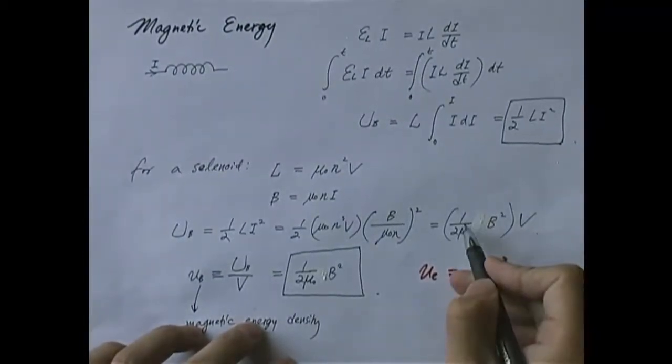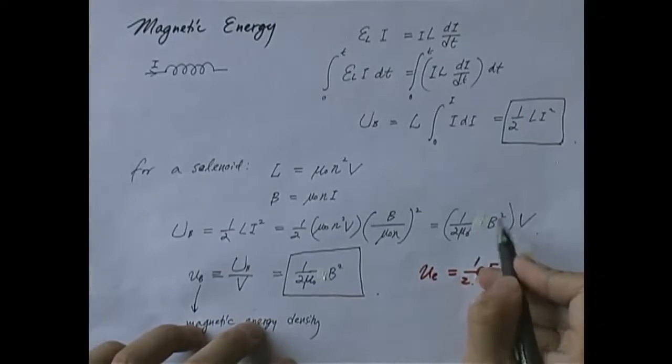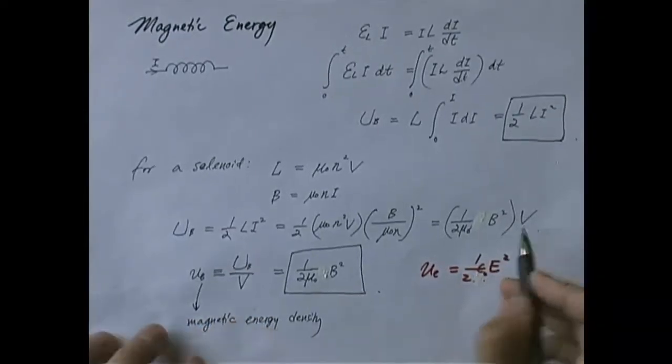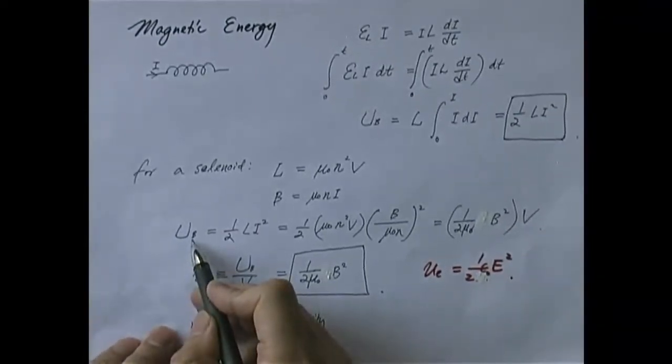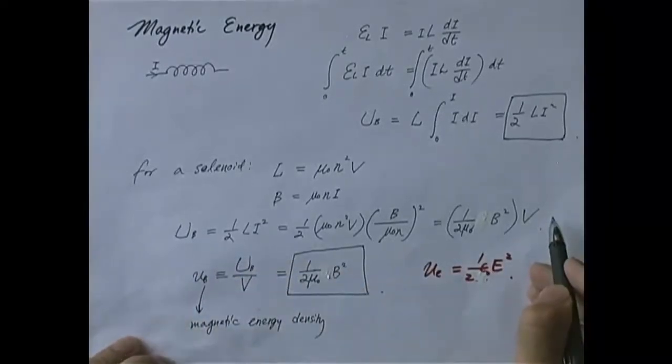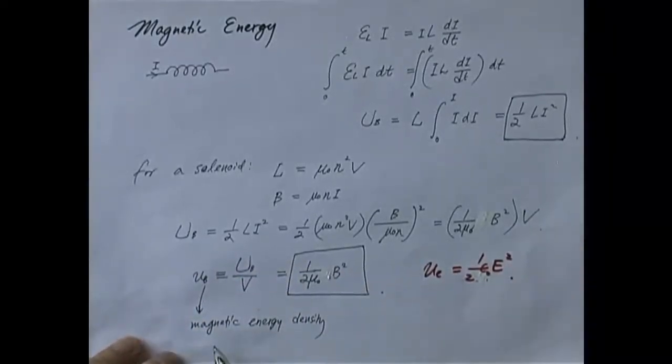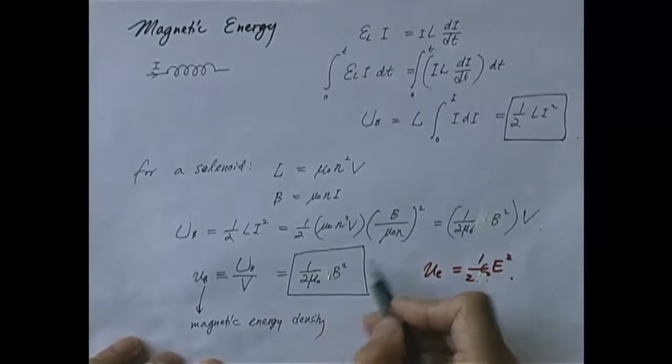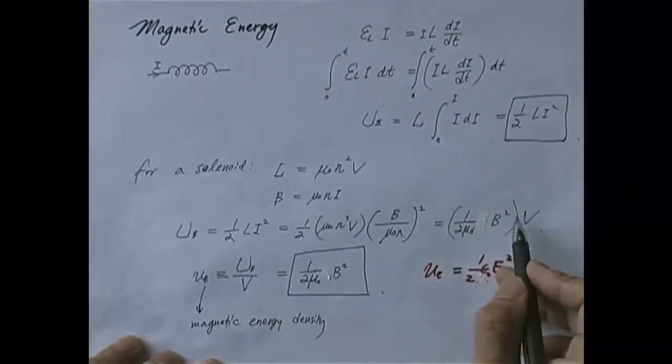You're left with 1/2 mu naught B squared times the volume. This is the magnetic energy stored in the region of volume V. So what is the energy density? Energy per unit volume, that is lowercase u. Small u_B equals big U_B over V, and that equals 1/2 mu naught B squared, right? 1/2 mu naught B squared.